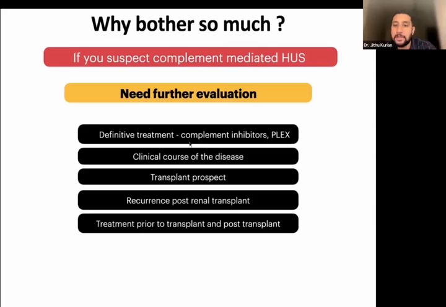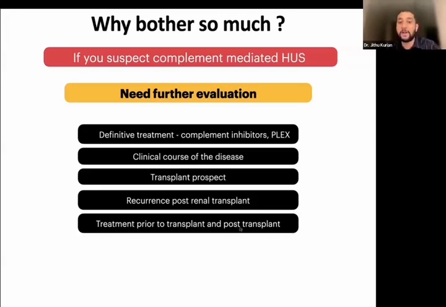If you find the complements are the reason, then you can give complement inhibitors, and that could be therapeutic. Certain conditions you can give plasma exchange. For example, if you have a complement factor H antibody, that antibody can be removed, and the therapy could be very important. The clinical course of the disease changes if it's a complement-mediated HUS, being a bad prognostic sign. If we are looking at a live-related transplant, if you have a genetic predisposition towards a particular thing, the donor also needs to be worked up for the same.